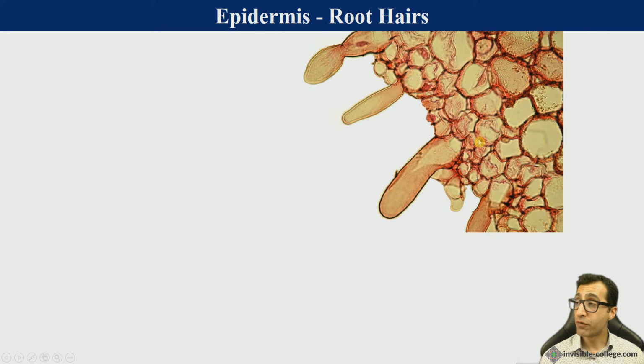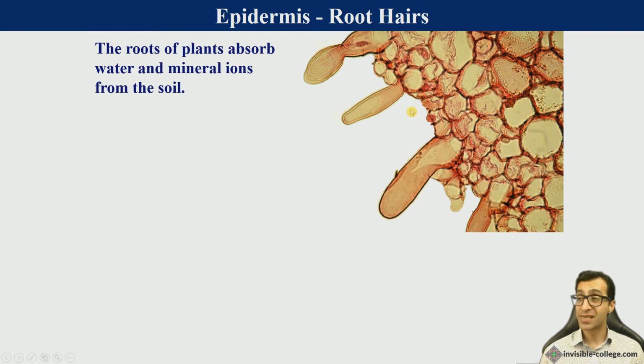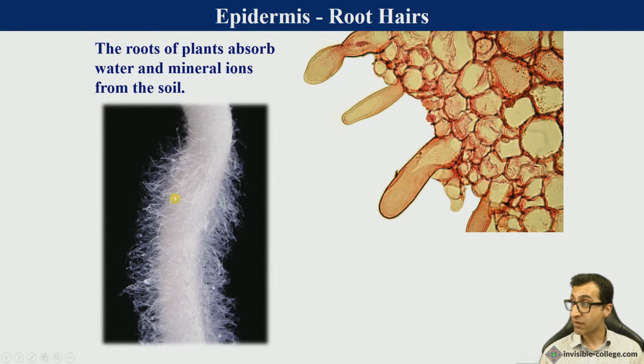Now the epidermis of the roots actually has these finger-like root hairs that project outward from it. The roots of the plants are the organs which are responsible for absorbing water and dissolved mineral ions from the water in the soil, and as such these root hairs provide the maximum surface area for that absorption to take place. If you look at the root of a plant, it might appear like this, with this very fine coating of hairs which themselves have tiny microscopic root hairs coming from them.